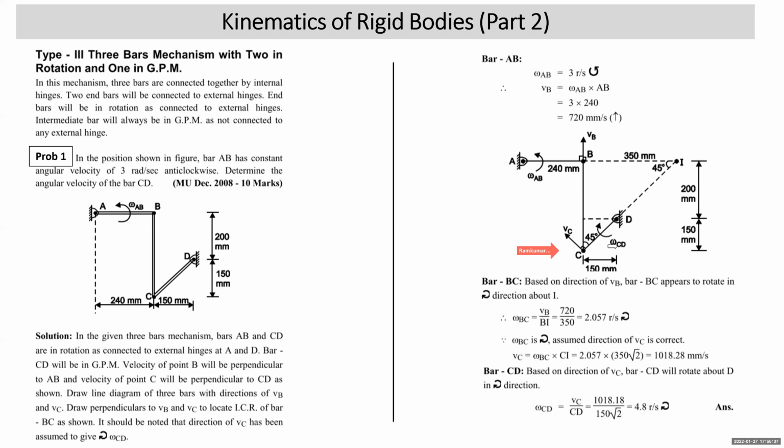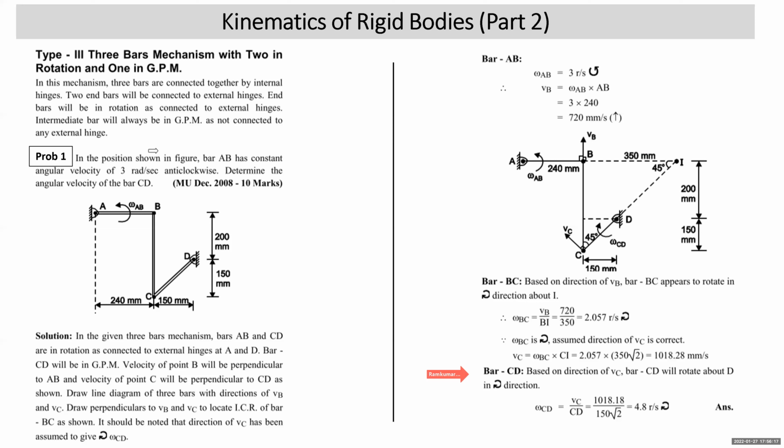Then you come to bar CD. Bar CD is in rotation. It is rotating about hinge D. Omega CD will be clockwise. So omega CD will be VC upon CD. For bar CD, the velocity of point C which you got for bar BC will work for bar CD also. So when you consider the motion of bar CD, omega CD will be VC upon CD. VC is already known to you, that is 1018.28, and length CD will be 150 root 2. Why 150 root 2? Because this is 150, this is 150, so the diagonal length will be 150 root 2. So omega CD is 4.8 radian per second clockwise.